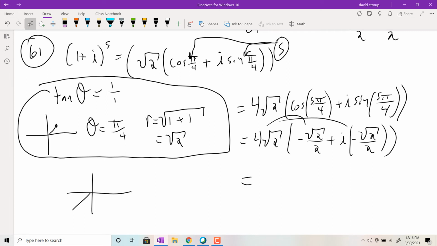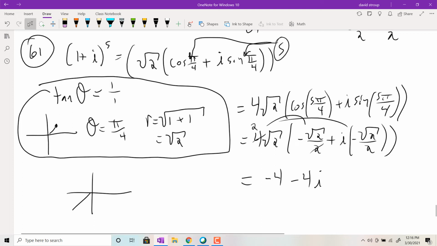So 4 root 2 times root 2 over 2. The 2 will go in the 4 2 times. And then I'll have 2 root 2 times root 2, which will be 2 root 4, which is 2 times 2, which is negative 4. So negative 4, and then it's the same in both cases, minus 4i.